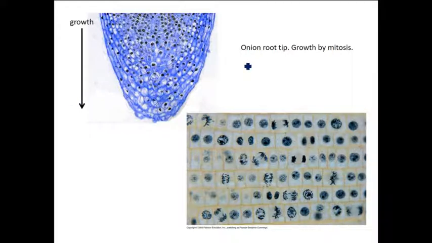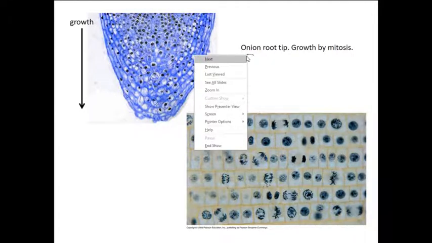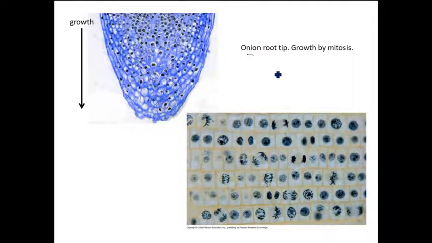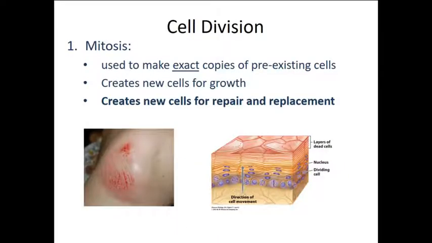We also see this process in plants. So this is an onion root tip. It's at the very tip of the root where growth is happening, and it's in this region here. You can see cells in different parts of mitosis, and that's where the root is getting longer. We also use mitosis to create new cells for repair and replacement.